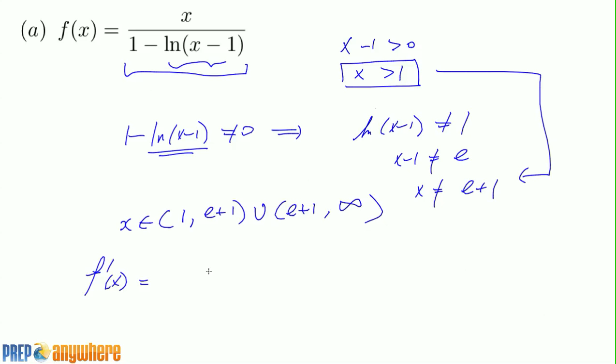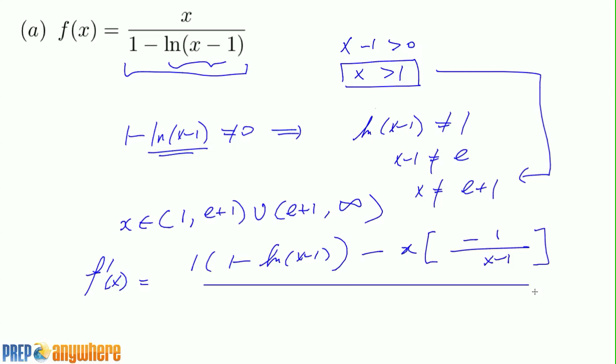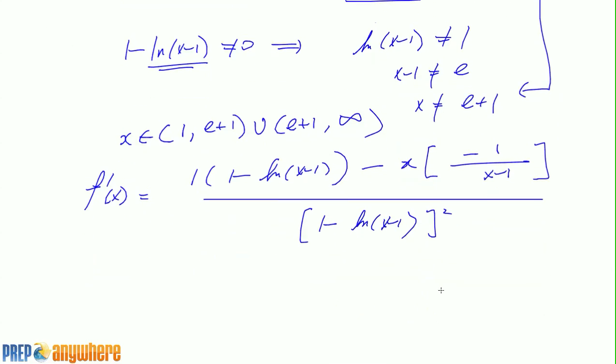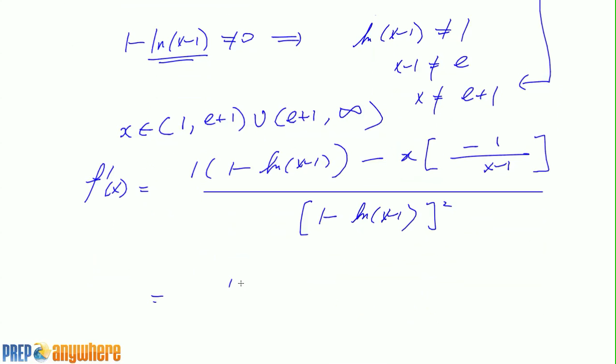Now let's find the derivative. Let's differentiate the top, and we get 1 times 1 minus ln of x minus 1, subtract, leave the x alone and differentiate the bottom, and we get a minus 1 over x minus 1. And then you've got to square the bottom. So we get 1 minus ln of x minus 1, and you get a plus x over x minus 1.